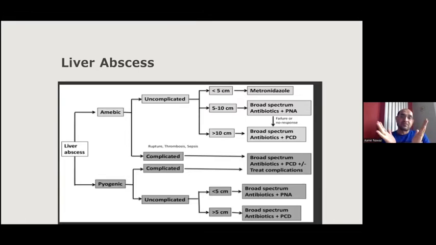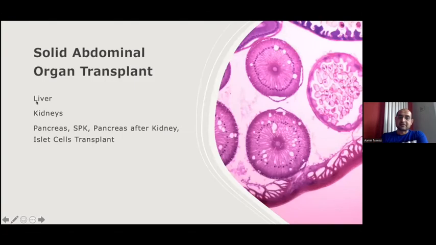The first thing, you have to give them metronidazole to see the response. If they are not settling, then we can ask for percutaneous aspiration rather than draining, and then see the response. So the main thing is to treat the sepsis, treat the source with antibiotics, and look for percutaneous drainage. So this is what you have to remember for liver abscesses. You don't have to go through much detail.